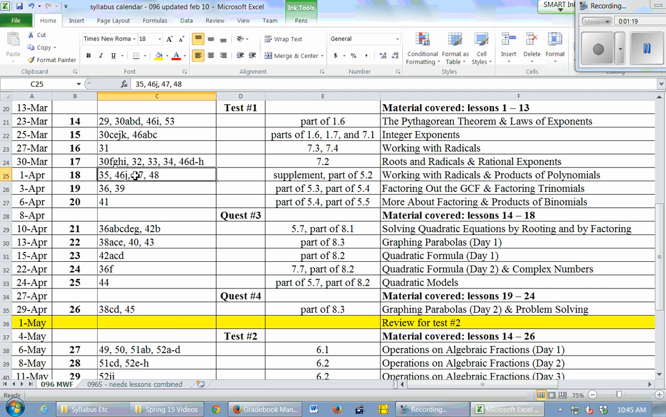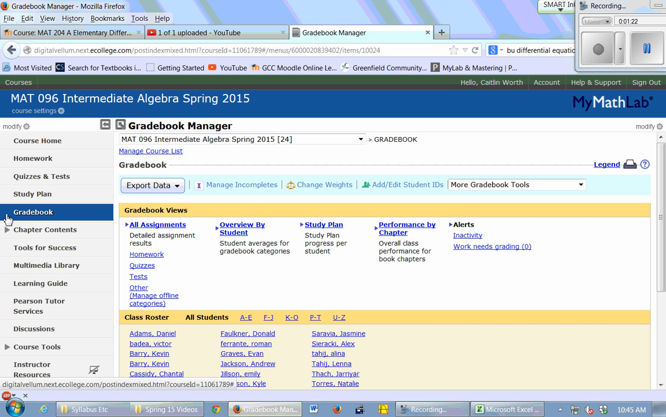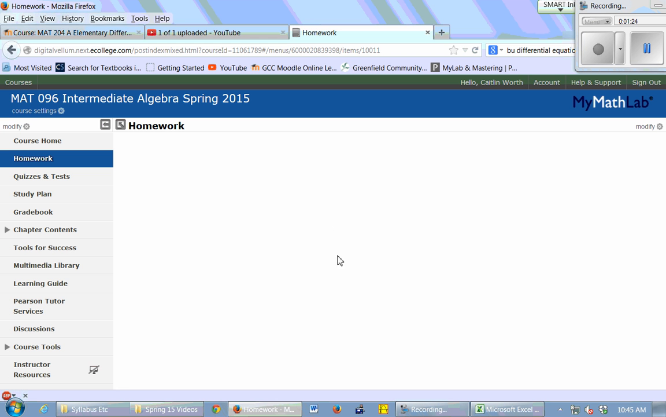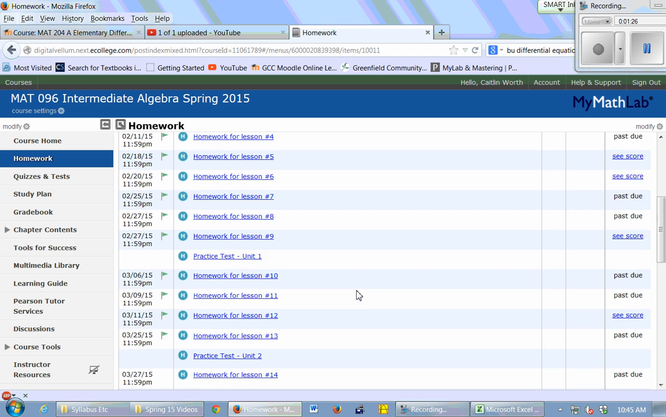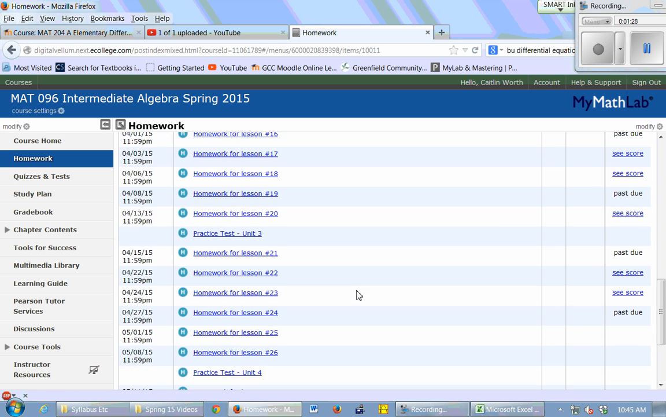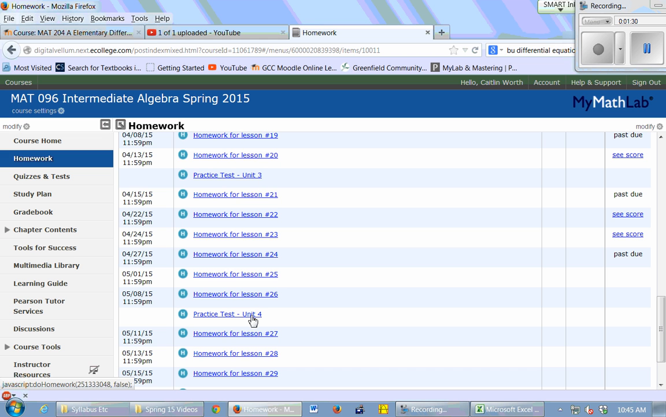Also, in my math lab, I just opened up 2 new assignments, Practice Test Unit 3 and Practice Test Unit 4. So that's Quest 3 material and Quest 4 material. That will give you some really good practice for the test, if you want to do those. No, it's not going to count as part of your grade at all. It's just for you to practice, to help you study.